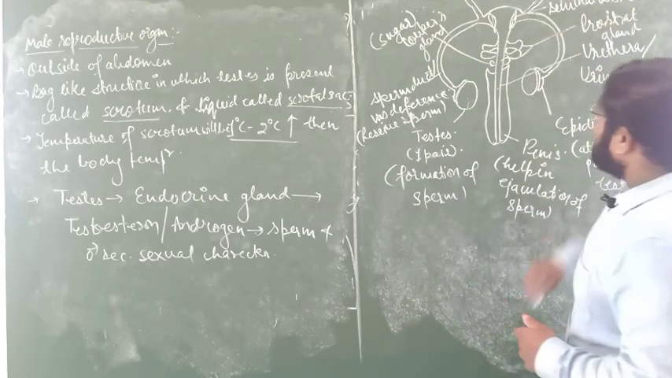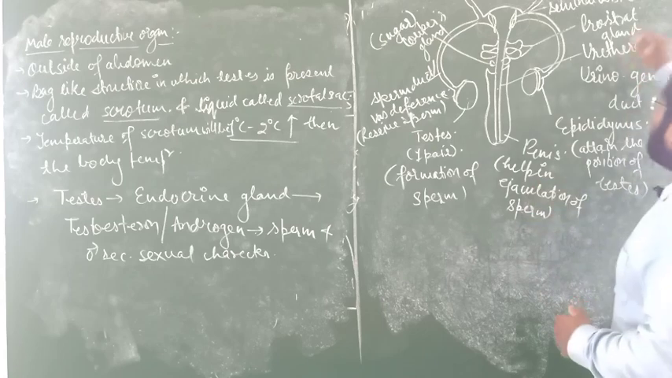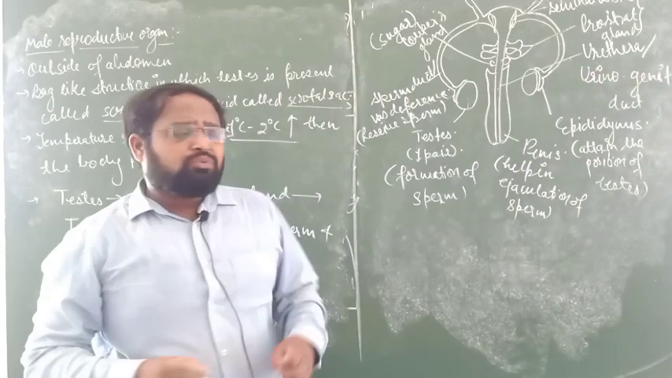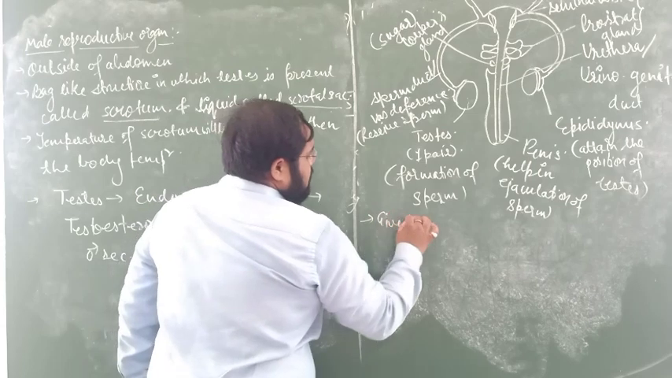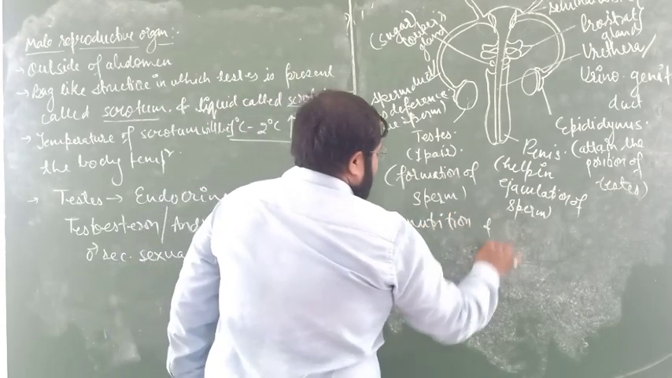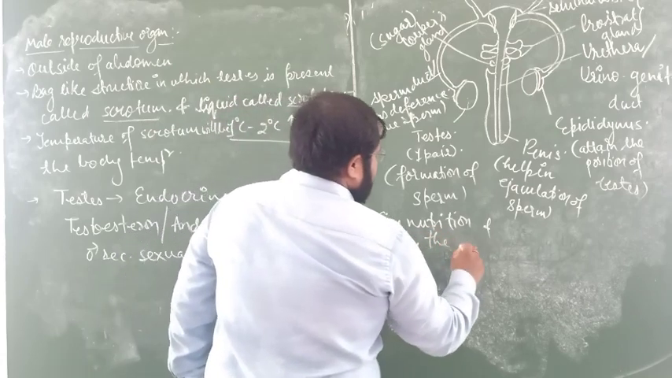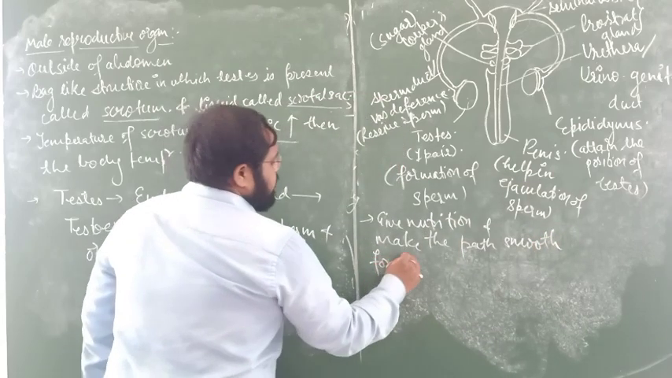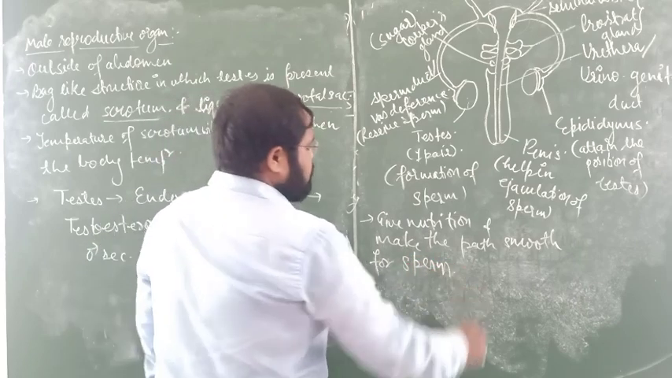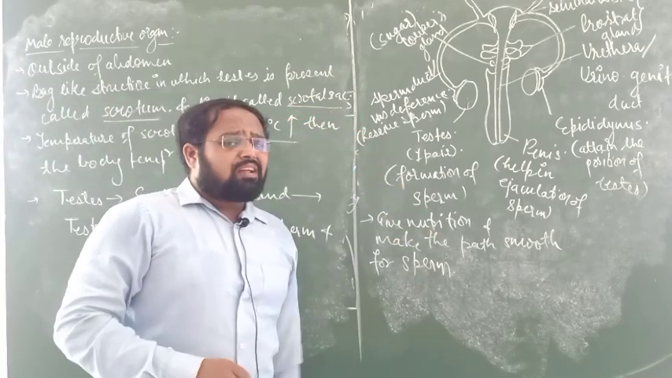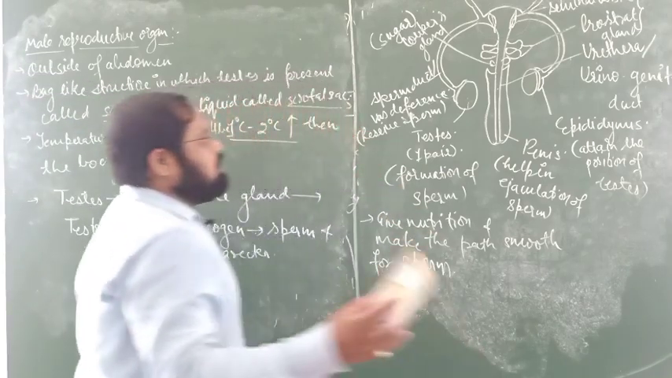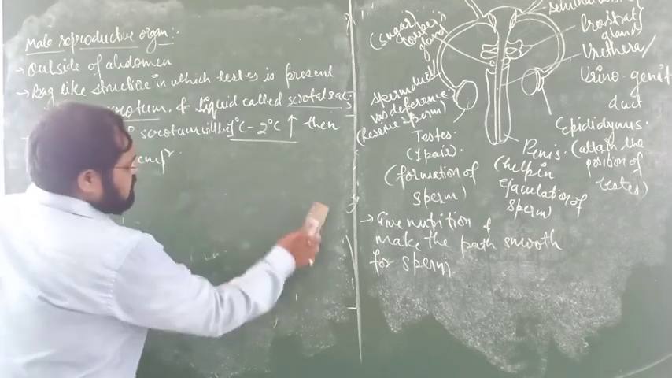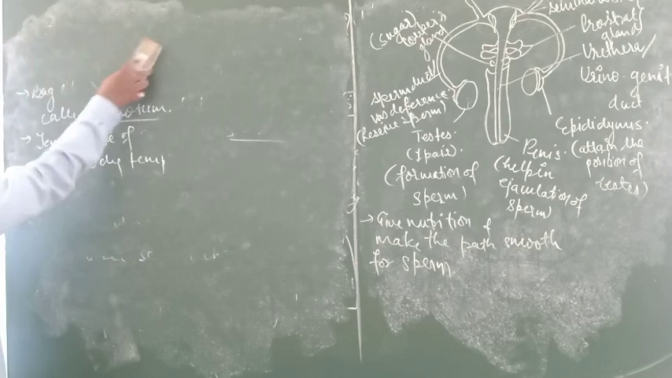Okay, seminal vesicle and prostate gland. These two glands, the seminal vesicle and prostate gland, both help to give nutrition and make the path smooth for sperm. So this is the typical diagram of the male reproductive organ. This one is important, because so many questions will arise. So many glands are there, so maximum questions will arise from that.